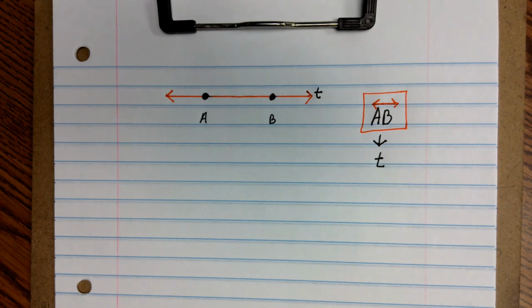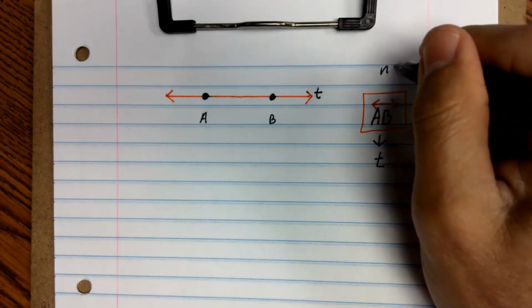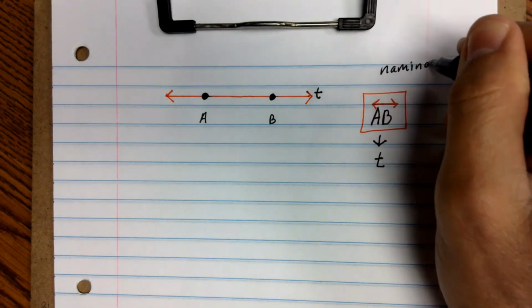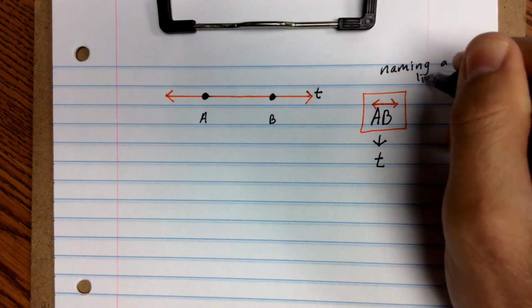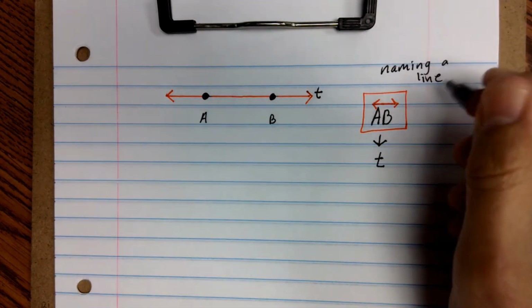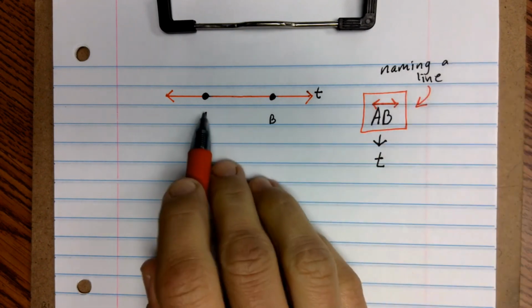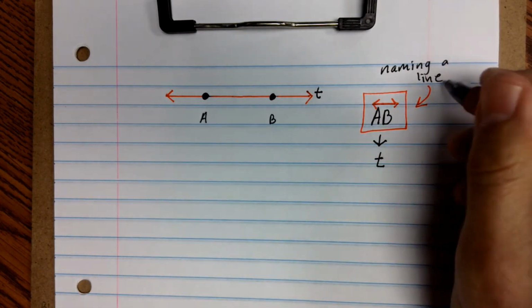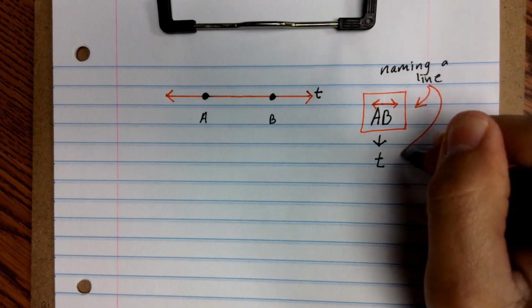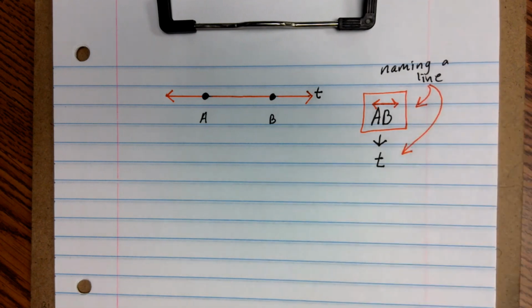That's the line's name. So I'm going to put naming a line. So you have 2 ways you can name a line. You can either use this symbol and put AB, showing the 2 points that the line goes through, or you can just simply call it line T.